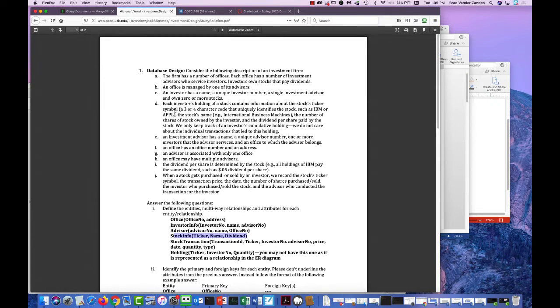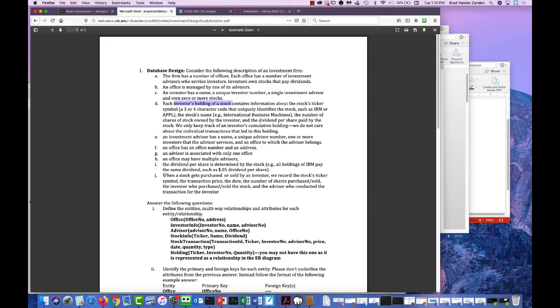And again, holding is like a verb. I know it may be hard to see, but an investor's holding of a stock: noun, noun, noun, verb. Investor's holding of a stock. This was a relationship. Again, when you see two entities in the same sentence, good chance there's a relationship between them, which got represented down here as a holding.